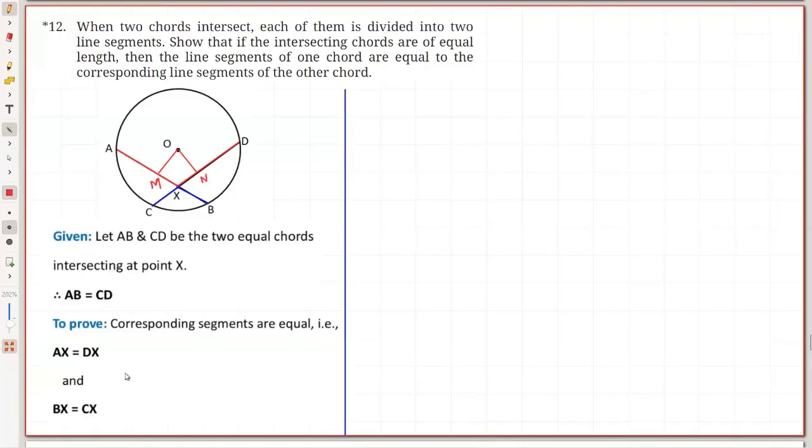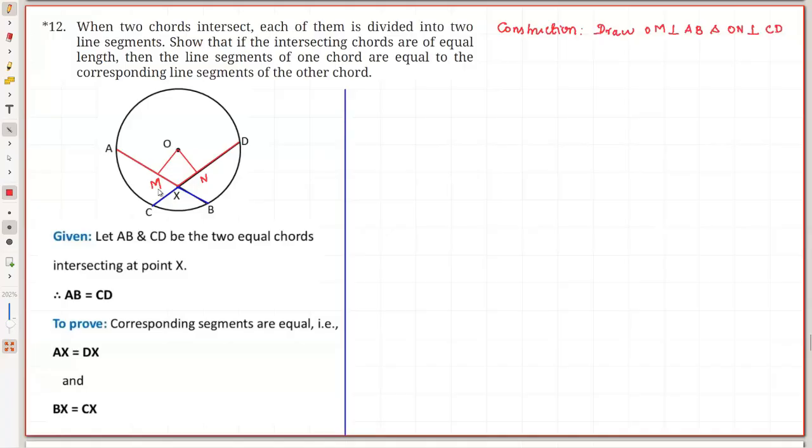First of all, what do I have to prove? We have taken AB equal to CD according to the question. So I have to prove AX is equal to DX and BX is equal to CX, that is, the corresponding line segments are equal. For this, I have done the construction. What construction have I done? Draw OM perpendicular to AB and ON perpendicular to CD. This is the construction.